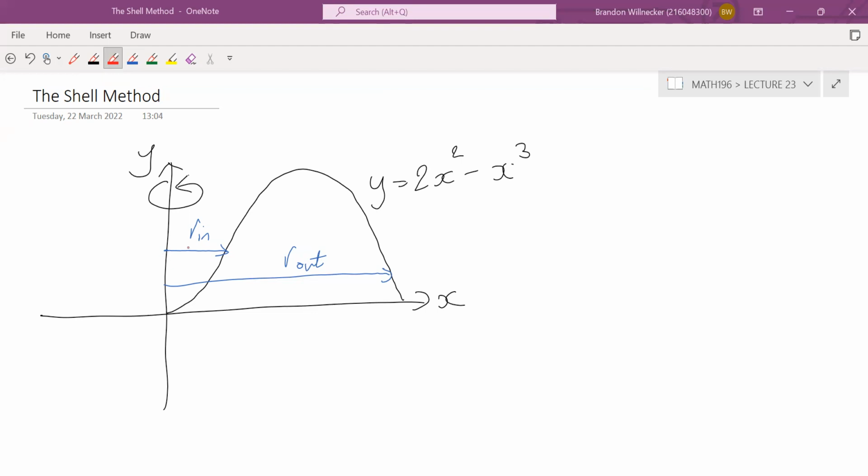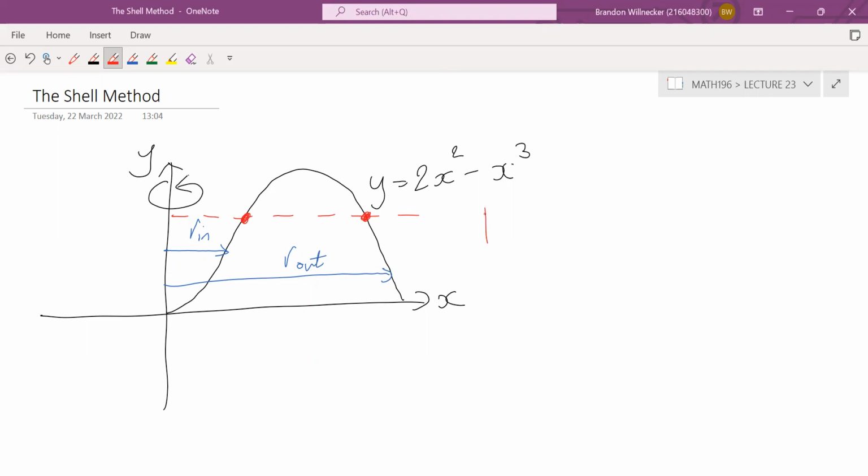Because given a particular Y value, if we use that horizontal slice here, we see that it intersects at 2 points. So given a particular Y value, there's no unique solution for the X. So one of the X solutions will be R in, the other will be R out. In general, those are very difficult to find, because you would have to try and invert this formula.